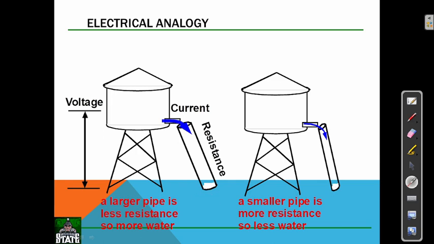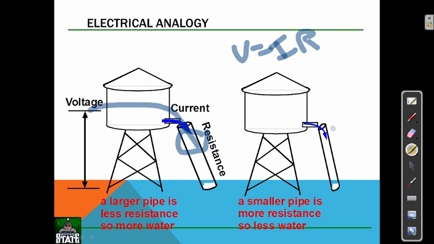Similarly, from the formula V equals IR, if the pipe is big, we will have more current, and if the pipe is small, we will have less current. That is, I equals V by R. So a smaller pipe has more resistance, so less water. A large pipe has less resistance, so more water.